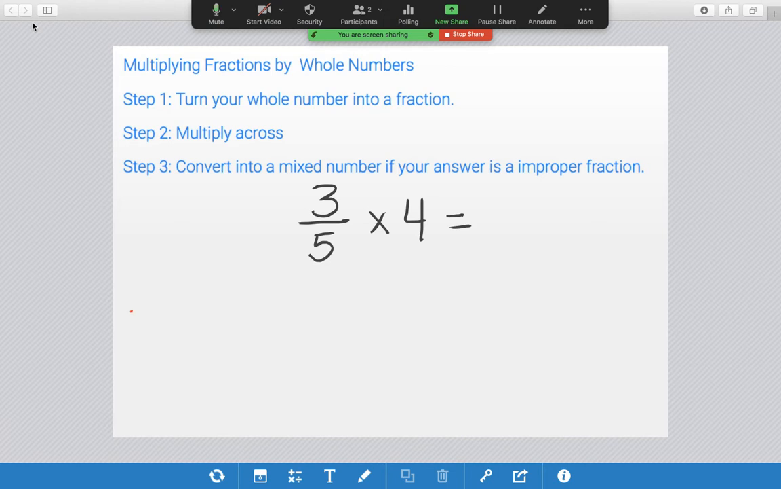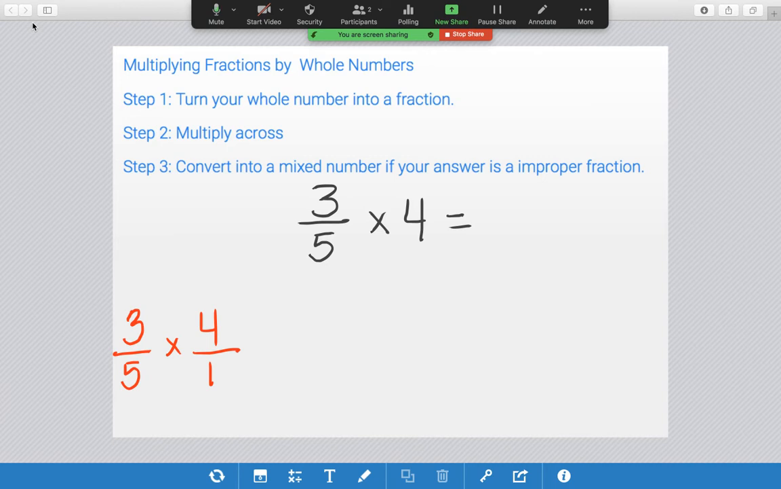So I'm going to start off by rewriting my problem. So 3/5 times 4. However, I'm going to turn this into a fraction by putting a 1 underneath my 4. I'm going to put my denominator as a 1. Putting a 1 as the denominator does not change the value of the number, so it keeps it as 4 wholes.